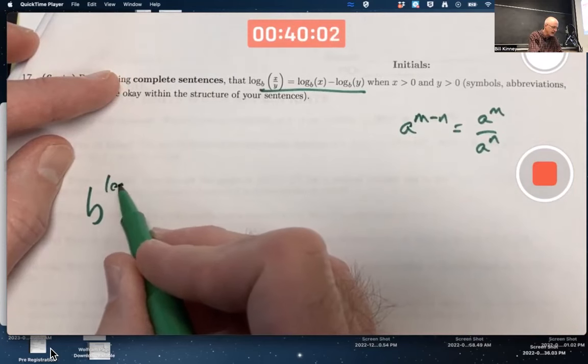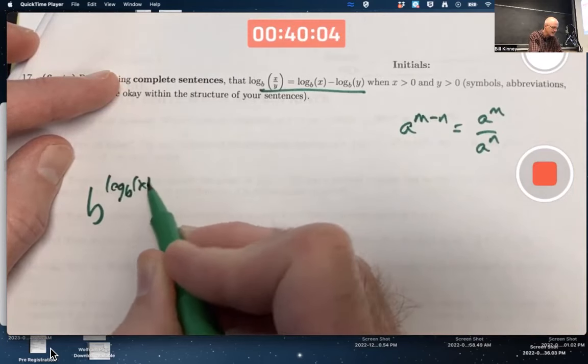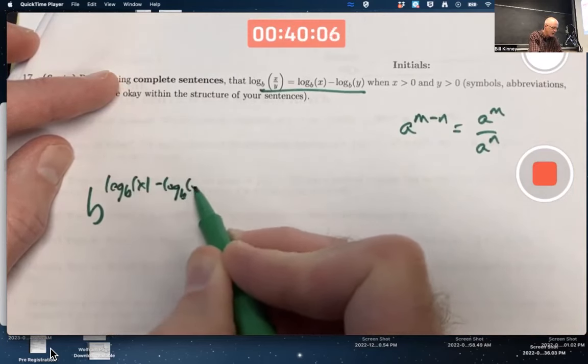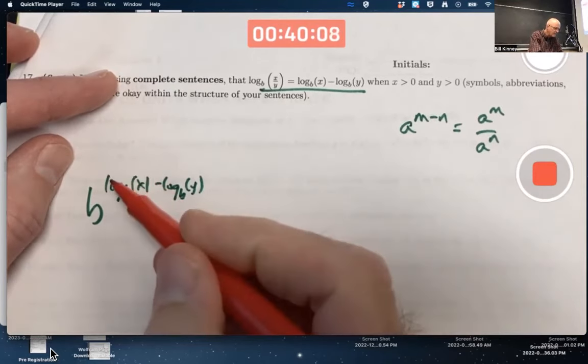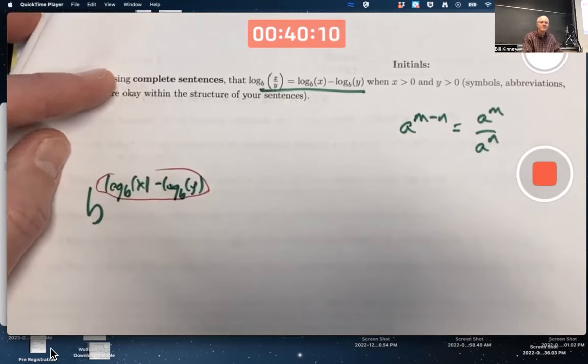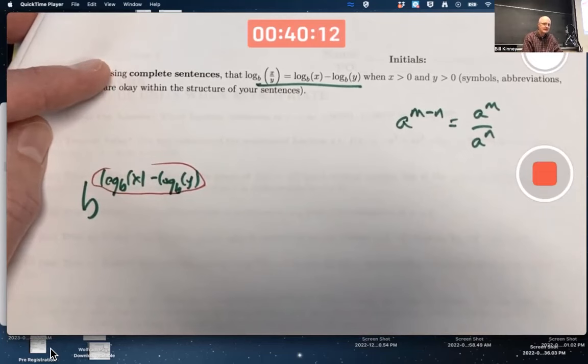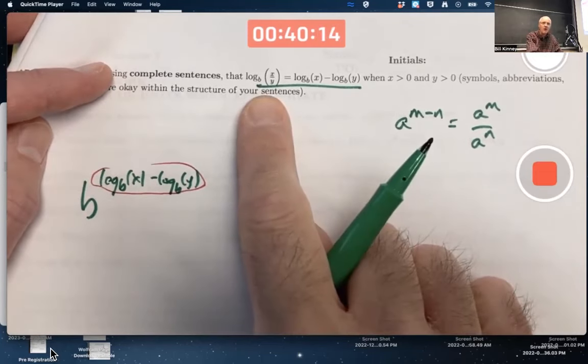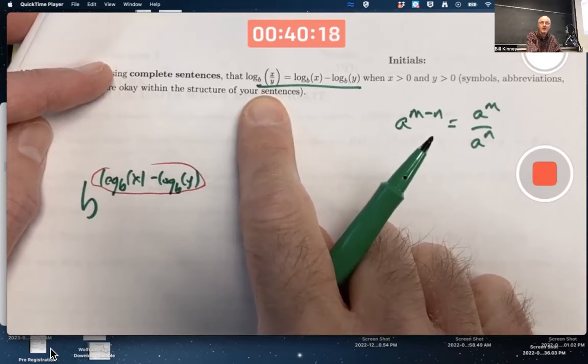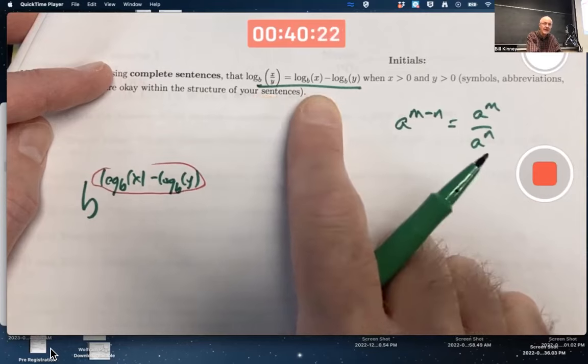If I take b to the log base b of x minus log base b of y, all that thing being 1 power of b, does it equal b to the log base b of x over y? That's what I'm hoping to show. If I can show that, that means those exponents are equal and I'm done.